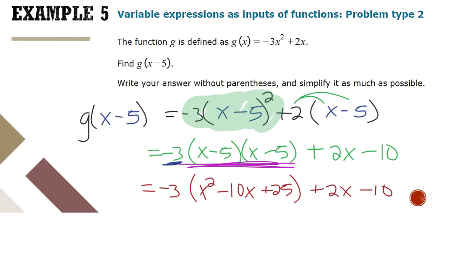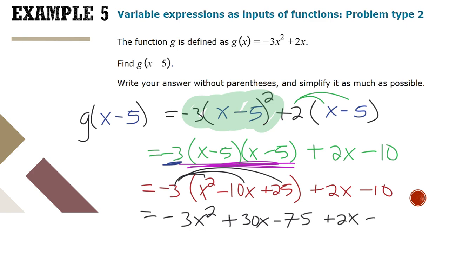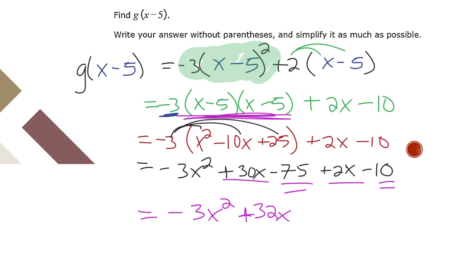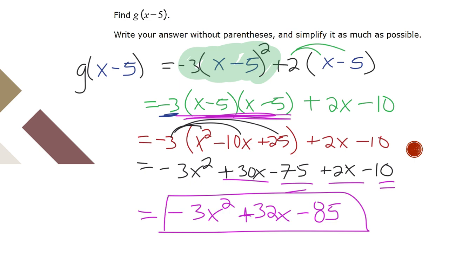And then almost our last step is, hey, now we can distribute that into all of those. So -3x squared, positive 30x, and then minus 75, and then plus this 2x and minus 10. Now it's just simply combine all of the like terms. And we should get our final answer of -3x squared. We combine the x's here, so it's plus 32x. And then we have a -75 and a -10 to get -85. So this is my finalized, simplified answer.